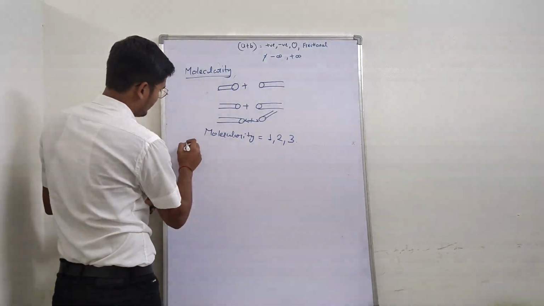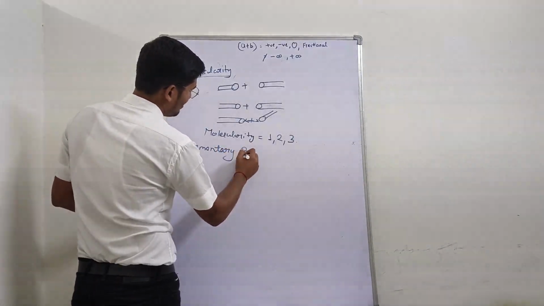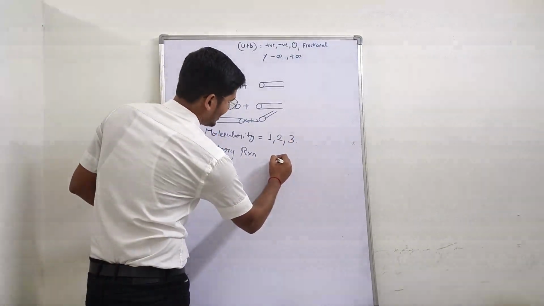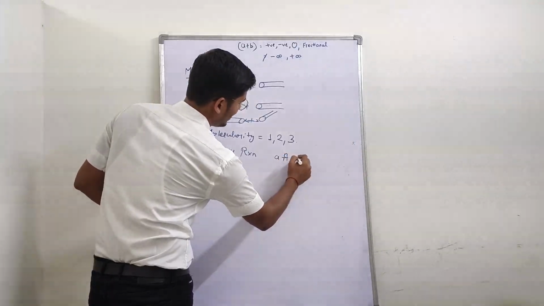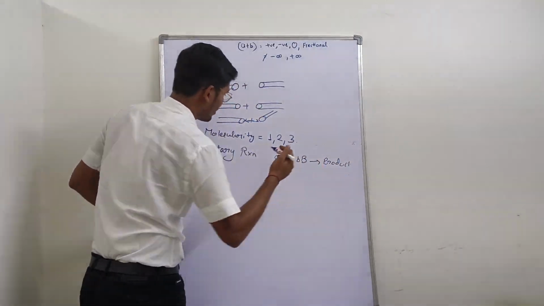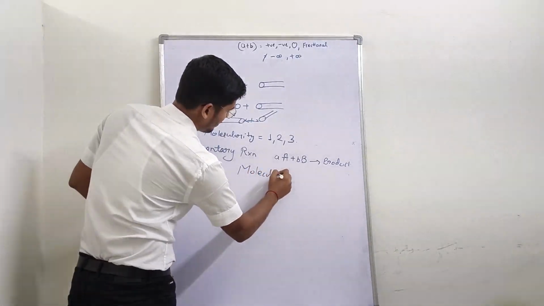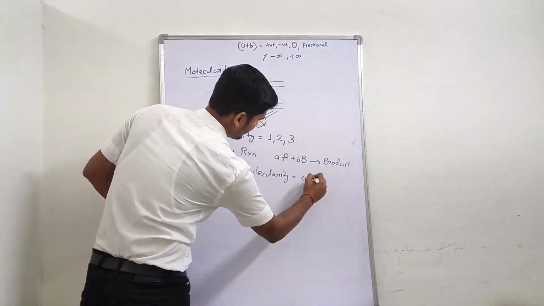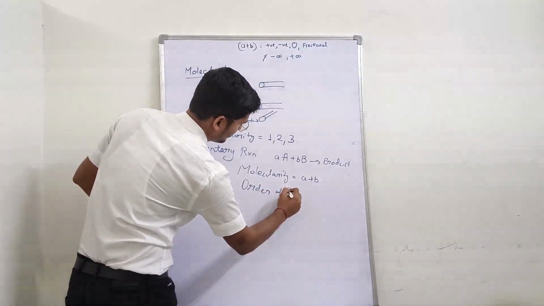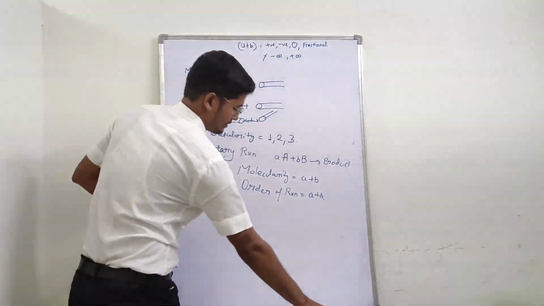And the elementary reaction is the most favorable reaction for students. An elementary reaction is a reaction in which the stoichiometric coefficient says all about the reaction. For example, A plus B gives product. If it's an elementary reaction, see the benefit: the molecularity will be A plus B, and even its order of reaction will be A plus B. So this is the benefit of an elementary reaction.